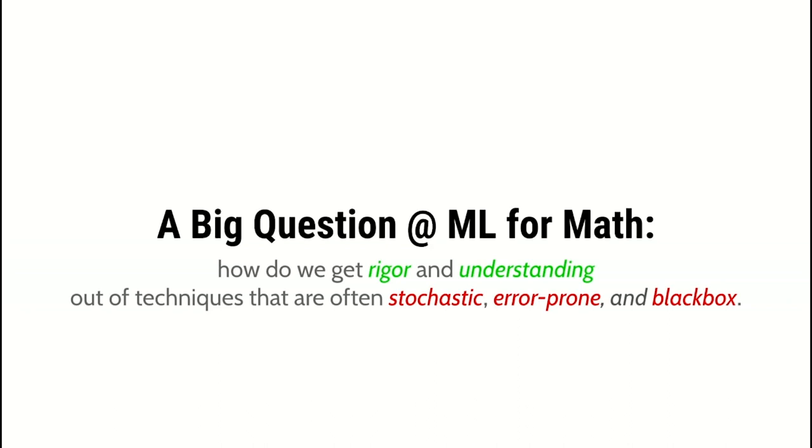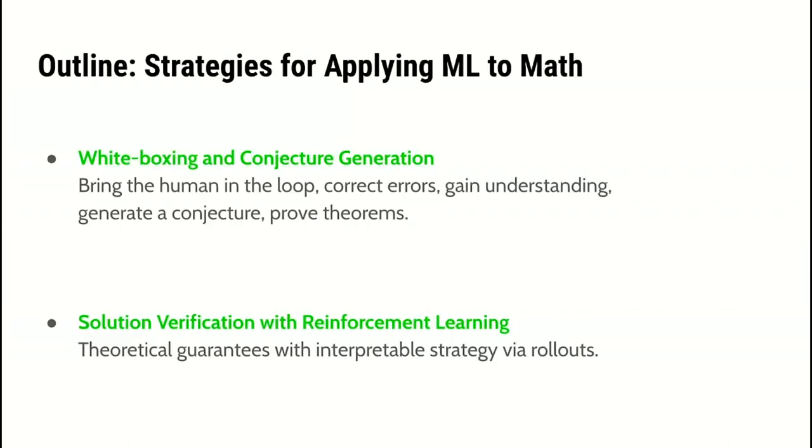You're probably very familiar with the fact that math is rigorous and involves deep understanding. If you're not as familiar with ML, what I hope is that some of these red items here, that it's stochastic, error-prone, and black box, are things that might come up in the talk and that you might learn something about. This is the big question that I hope to discuss with many of you today. As for strategies for applying ML to math, there are potentially many, but I'm going to cover two today.